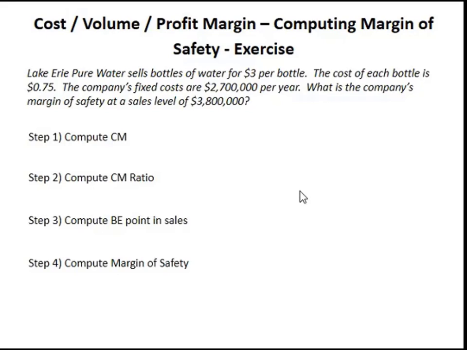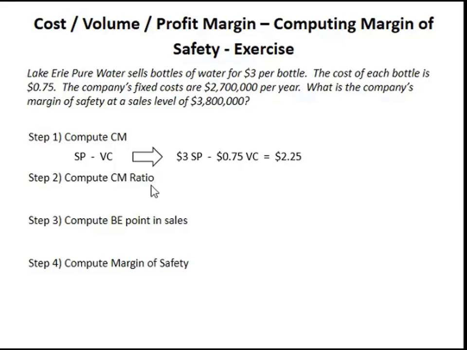So again, as I mentioned, these steps can be combined, but I'm going to show them to you separately. Just make sure that you understand each step. Number one is we need to calculate the contribution margin, which is our sales price minus our variable cost. Our sales price is $3 a bottle, and our cost per bottle is 75 cents.